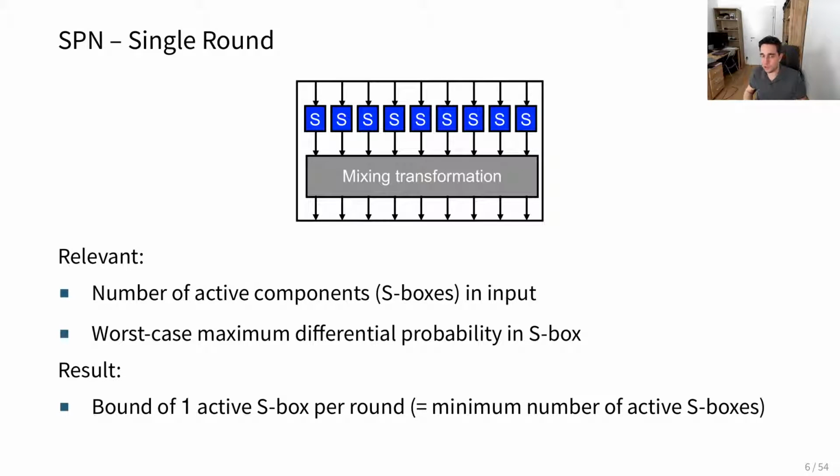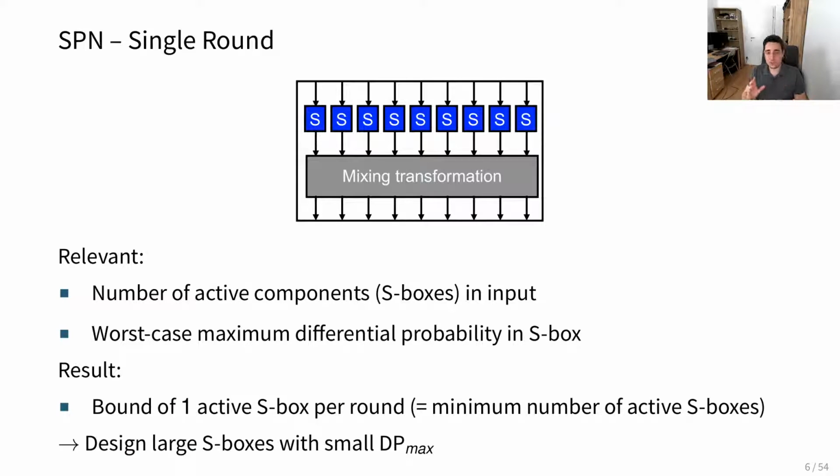But now if you think about it, if you have a very small S box, like for instance 4 bits or even 8 bits, and we have one active S box per round, so we use this bound essentially, then we may need many rounds in order to achieve security against the differential attack. So that's usually not what we would like to use here. Okay, so that's about a single round.